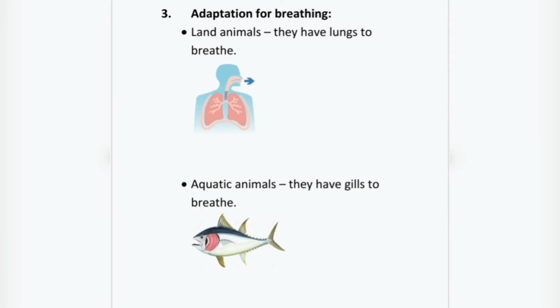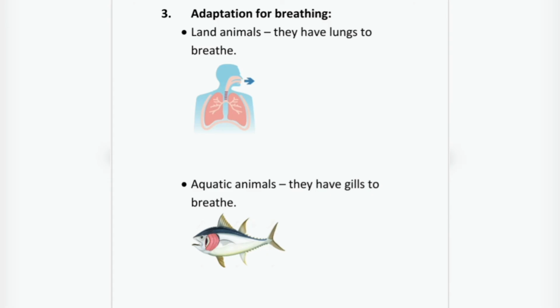Adaptation for breathing. Land animals. Most of the animals that live on land, such as birds, mammals, and reptiles, breathe through their lungs. In humans, the oxygen-rich air enters the body through nostrils and reaches the lungs through the windpipe. In the lungs, the blood absorbs oxygen and releases carbon dioxide. This carbon dioxide is released through nostrils. The special substance present in blood that allows it to carry oxygen is called hemoglobin.